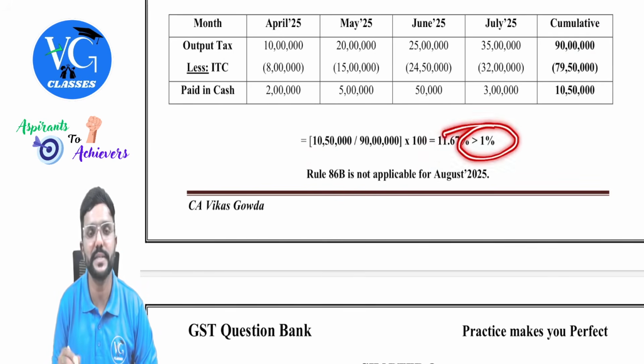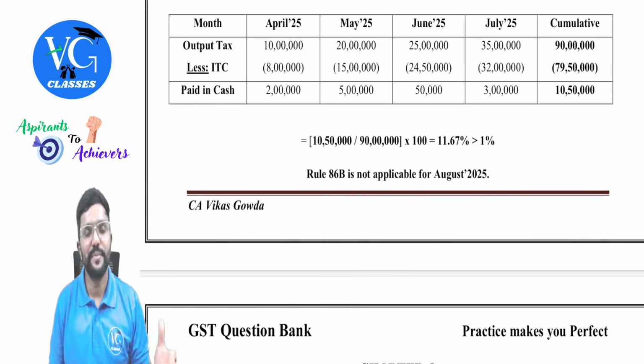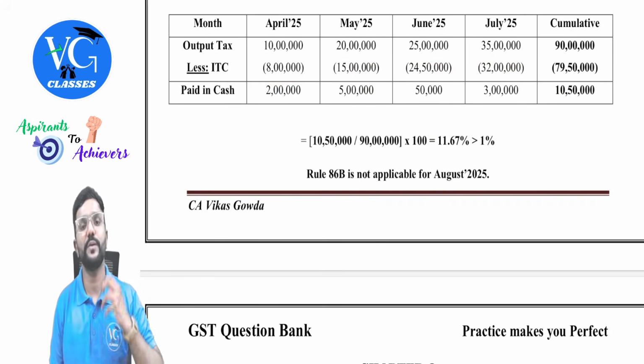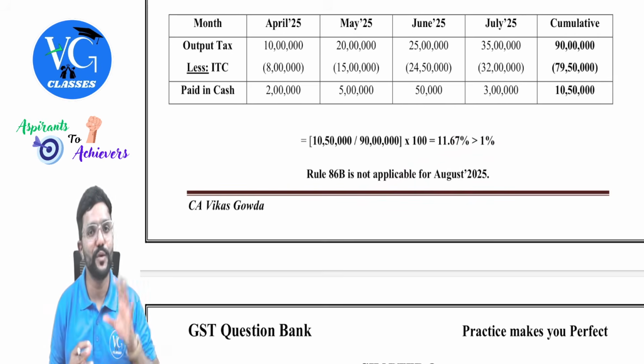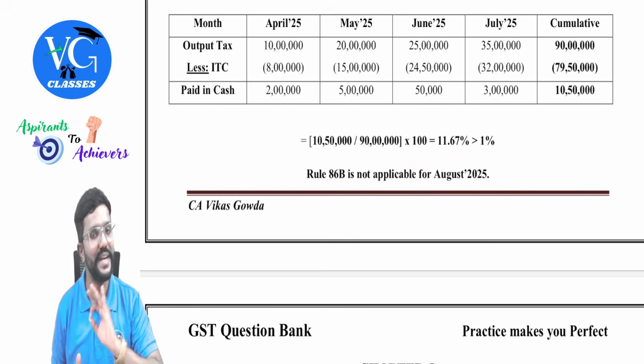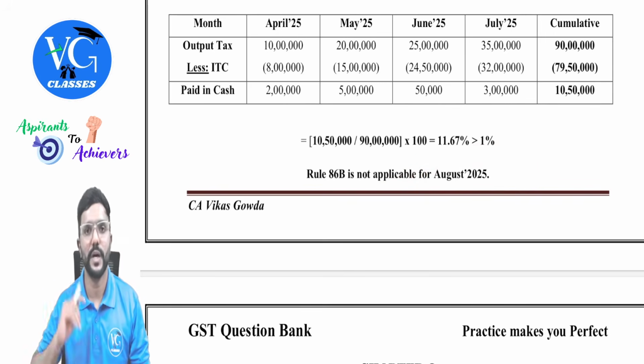Is it already more than 1%? Yes. So cumulatively from April to July end, already more than 1% of my output tax I have paid through cash ledger. So they are telling that in August, even though my taxable supply is more than 50 lakh, still Rule 86B is not applicable. Rule 86B is not applicable for August.